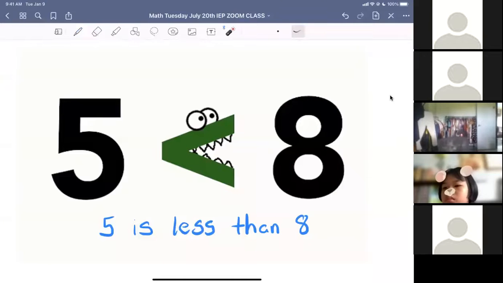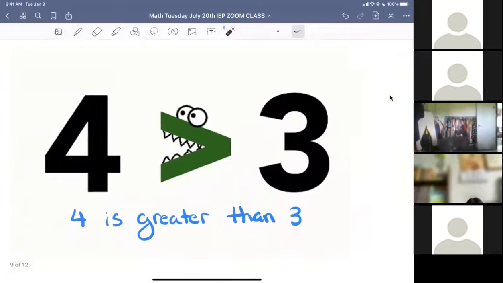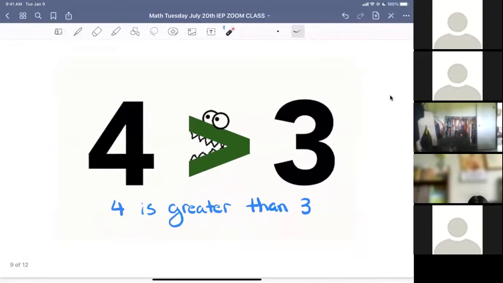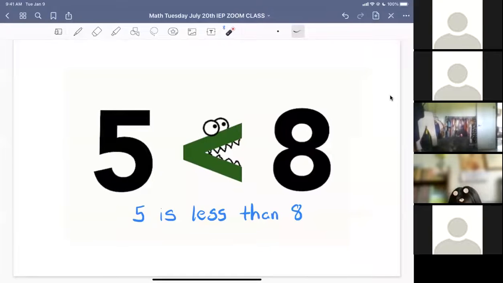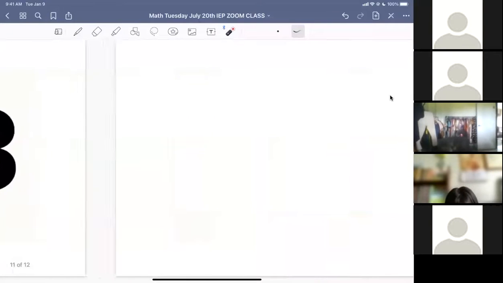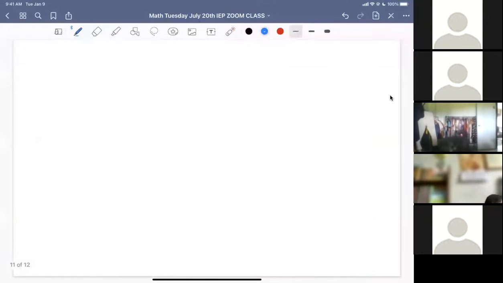We have to think about it like an alligator or shark. It always wants to eat the bigger number. It's hungry for the bigger number. Here it wants to eat the number 4 because 4 is greater than 3. Here it wants to eat the number 8 because 5 is less than 8.